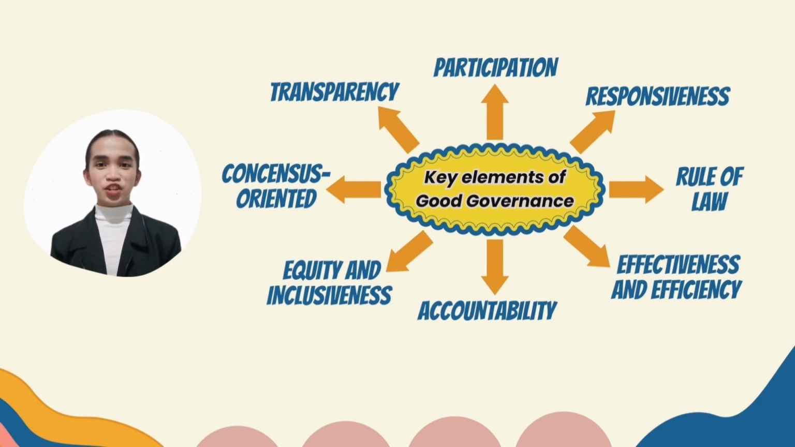An organization must have major characteristics and foundations since they serve as a direction in providing exceptional services to the public. Moving on to the essential elements of good governance, following the United Nations Economic and Social Commission for Asia and the Pacific, or UNESCO, an organization must possess 8 major characteristics.